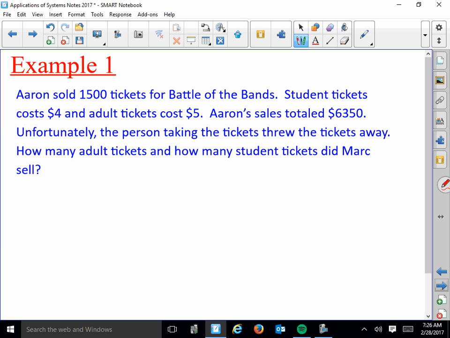Let's go ahead and take a look at the first problem. Now, on your notes page, you already have this problem written out, so you don't have to write everything down. Just make sure you have that out with a highlighter or a pen or pencil. Let's read through it first, and as we're reading through it, let's highlight the most important information.